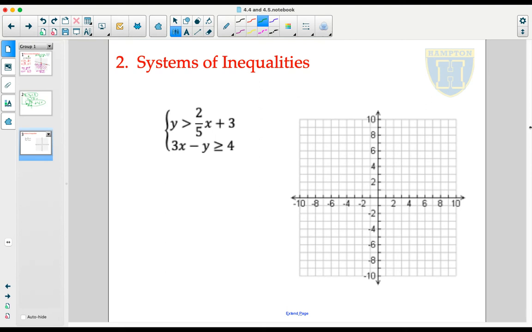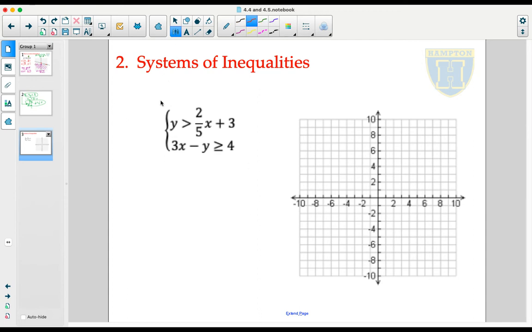A system of inequalities asks us to graph two inequalities and look for their shared solutions. y is greater than 2/5 x plus 3 will have its own infinite list of solutions. 3x minus y is greater than or equal to 4 will have its own list of infinite solutions. Both of those lists are most easily shown in a graph, but we are going to look for the intersection, or the overlap, of those two spaces.